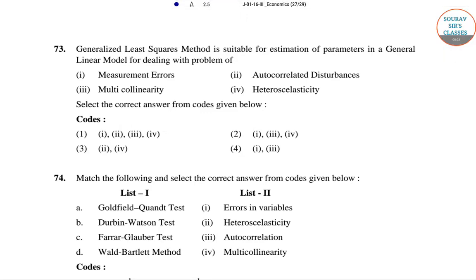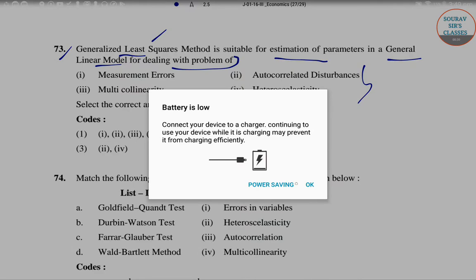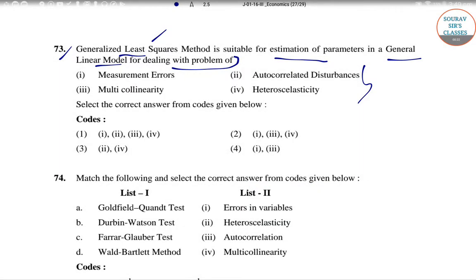So in today's video, first we'll start with question number 73. In question number 73, it is given: generalized least square method is suitable for estimation of parameters in a general linear model for dealing with the problem of... 4 options are given.